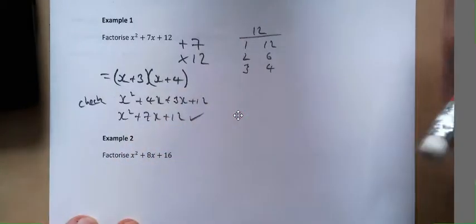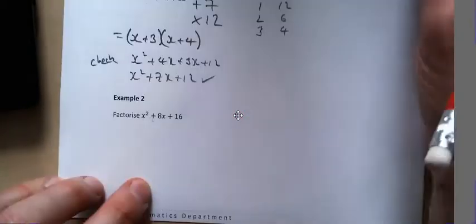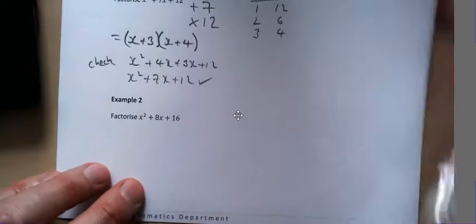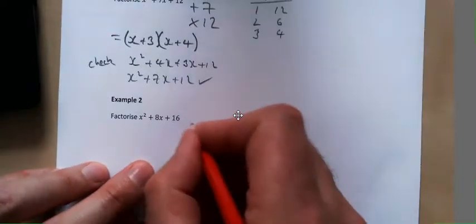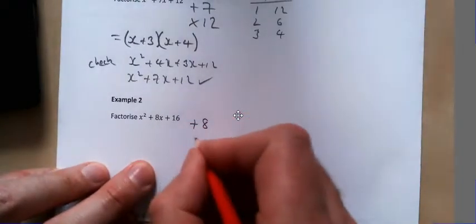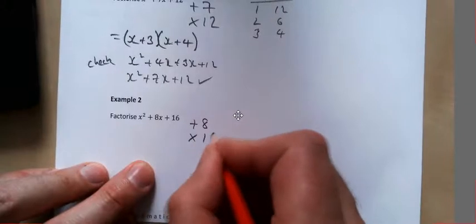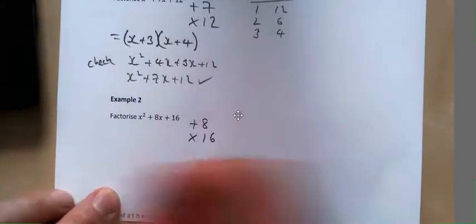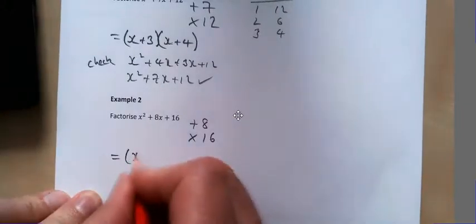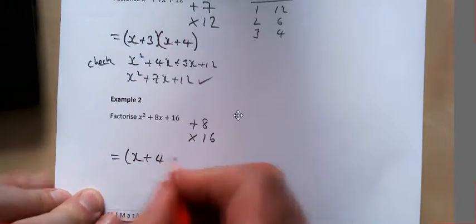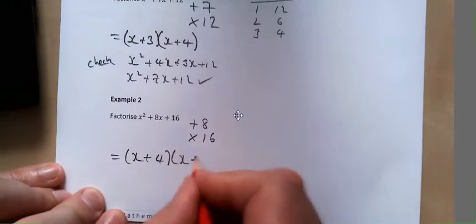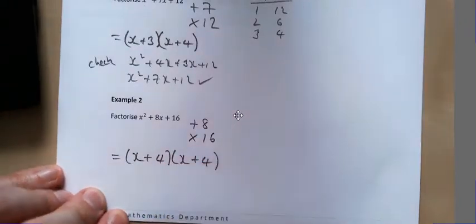So that one looks like it's x squared plus 8x plus 16. We're looking for two numbers that add together to give 8 and the same two numbers multiply to give us 16. So they're going to be 4 and 4. So it's going to be x plus 4 upon x plus 4.